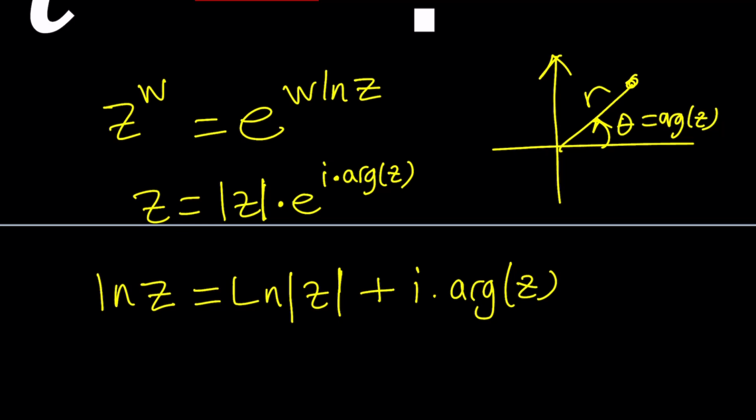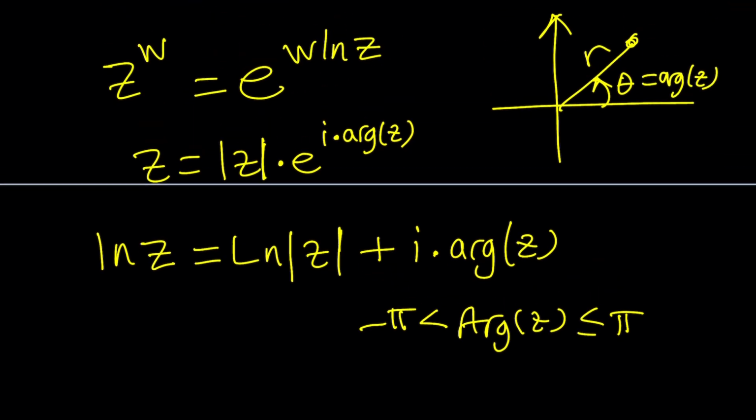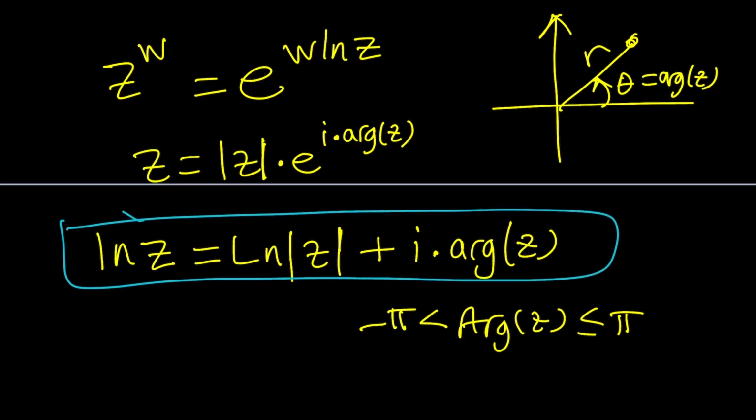Of course, we do need some requirements. For example, if you wanted to look at the principal value, usually the arg is written with a capital A, and then the argument of z is going to be between -pi and pi. And when it's on that interval, that's called the principal value. Anyways, let's go ahead and use this. We're going to use this along with this one. Okay? And let's see how that goes.